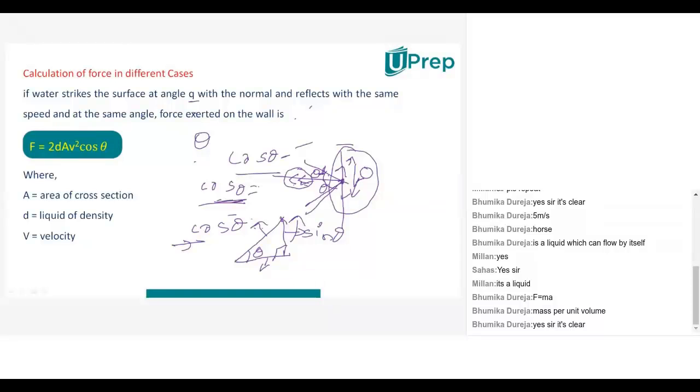So as both are in the same direction, and that too in a horizontal case, that's why we are writing cos theta, and that term only is there in your equation. So F is equal to 2dAV square cos theta. That will be the force exerted by the liquid when it comes from the pipe and hits the wall with some angle theta and bounces in the same direction.